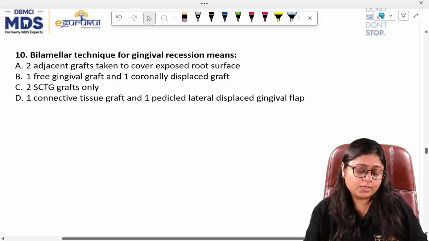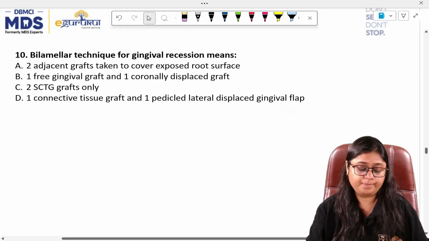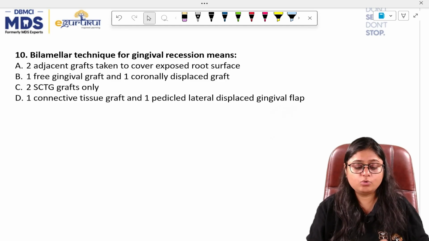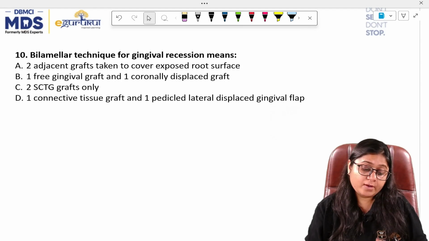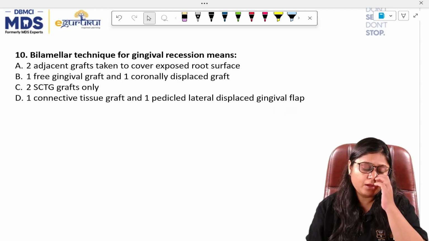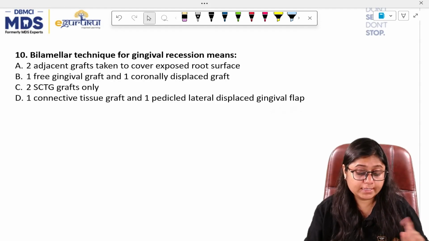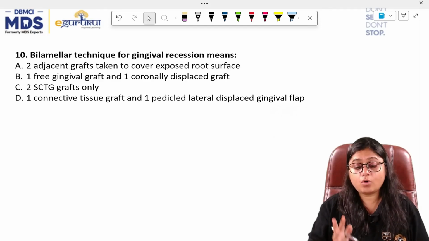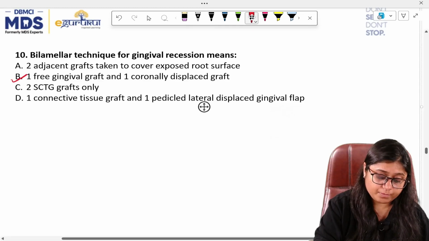Now the next question is, bilaminar technique for gingival recession means: option A, two adjacent grafts taken to cover exposed root surfaces. Option B, one free gingival graft and one coronally displaced graft. Option C, two subepithelial connective tissue grafts only, and option D, one connective tissue graft and one pedicle laterally displaced graft. So guys, in this question also there should be two options which are correct, option B and D.